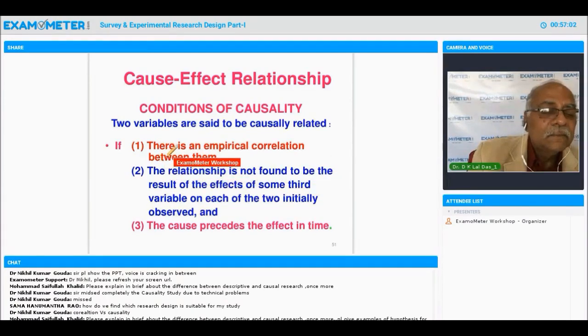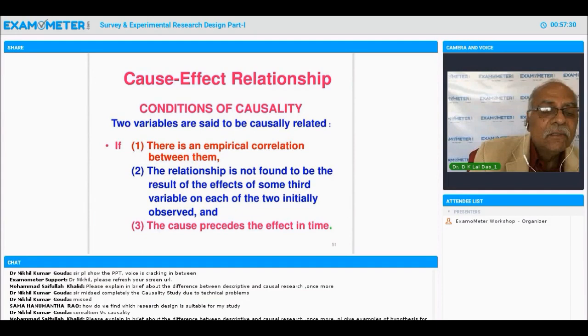And then this is the condition of causality, that there should be empirical correlation. That you always have. The second is very important. It says that you have to prove the relationship is not found to be the result of the effect of some third variables on each of the studied variables. And the third is basically inbuilt.